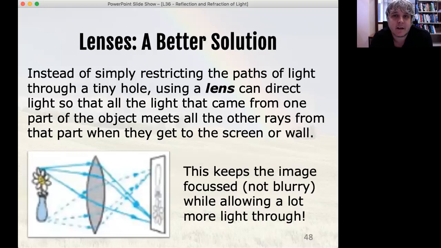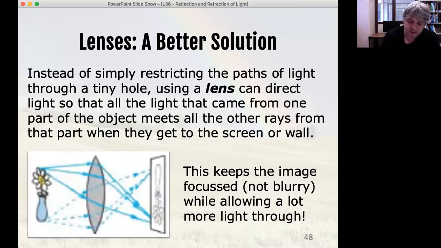So instead of restricting the paths of light like we do with the pinhole, lenses were developed, and lenses take all of that light and focus. Remember the focal point: they take that incoming light, bend it, and point it all at one point. They focus all of the light that hits the lens onto a single spot. And so by using a lens, you can keep an image focused, not blurry, but also let a lot more light through, as much light as the size of the lens. So if you made a lens this big, all of the photons that hit this lens will now be focused onto one specific point, instead of needing a tiny pinhole that only lets those photons go through to that specific point. So that's what lenses do.